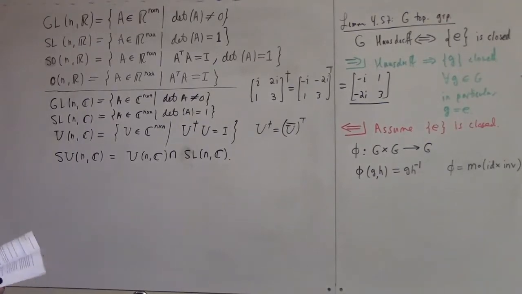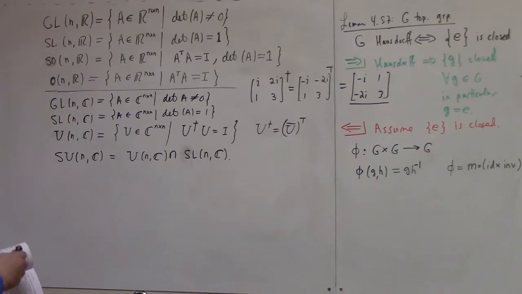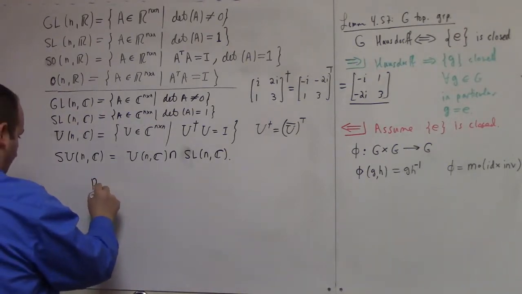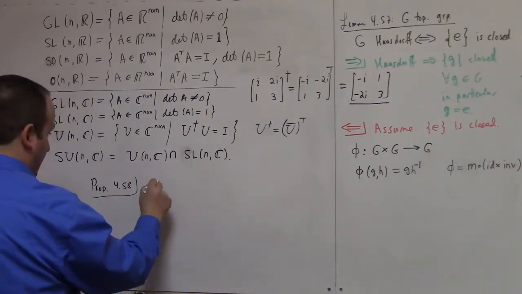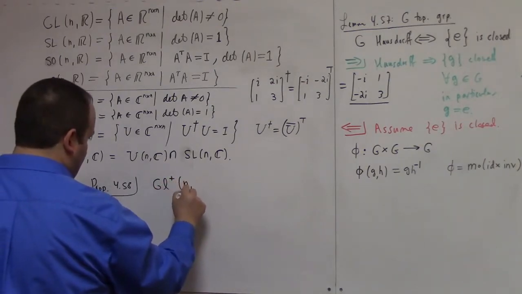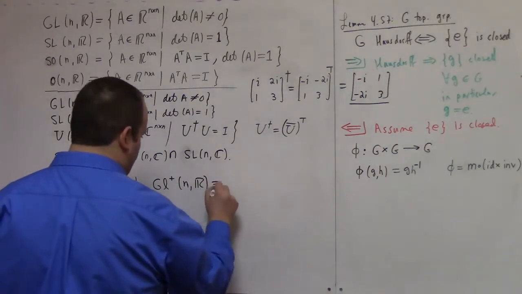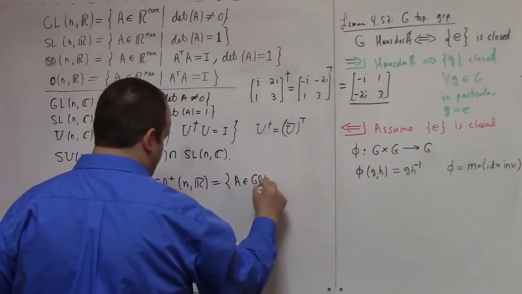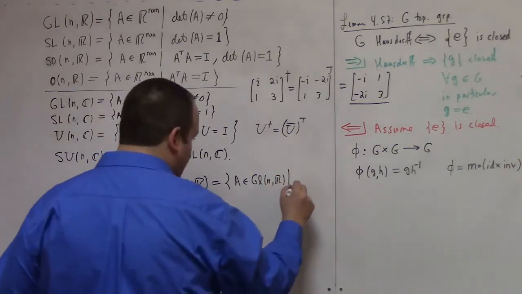And here's that thing Daniel was warning me was coming. Proposition 4.58 says that GL plus, which kind of is what it sounds like, is the set of A in GL(n) such that determinant is positive.